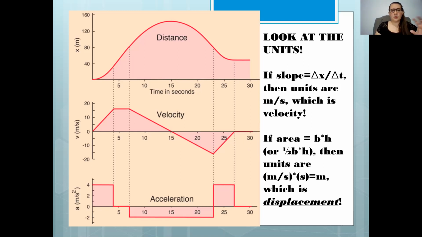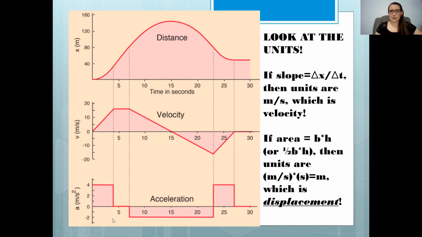But if we take a look at the units of our graph too, that should give us a clue as well as the information we can get from this graph. We know that slope is the change in your y variable divided by the change in your x variable. So in this case, delta x, the change in position over the change in time, would be meters divided by seconds, and that's the unit of velocity. Similarly, meters per second divided by seconds is meters per second squared.